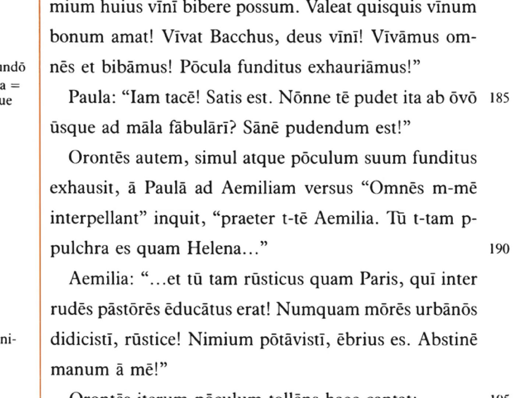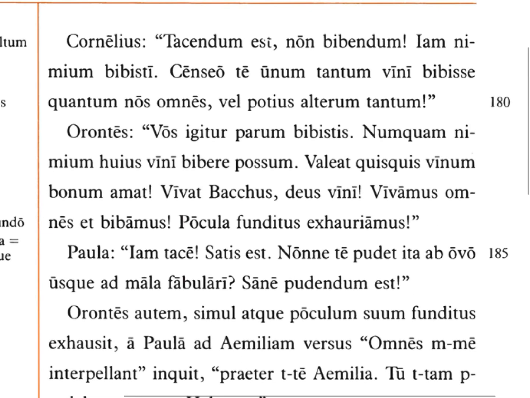And this phrase, ab ovo usque ad mala, from the egg all the way to the apples, means from the beginning to the end of the meal. Or it can be used proverbially just to mean from the beginning to the end of anything. So basically she's like, you've been blabbing on the whole party. Sane pudendum est. Clearly, it must be felt shame. In other words, clearly you should be ashamed.